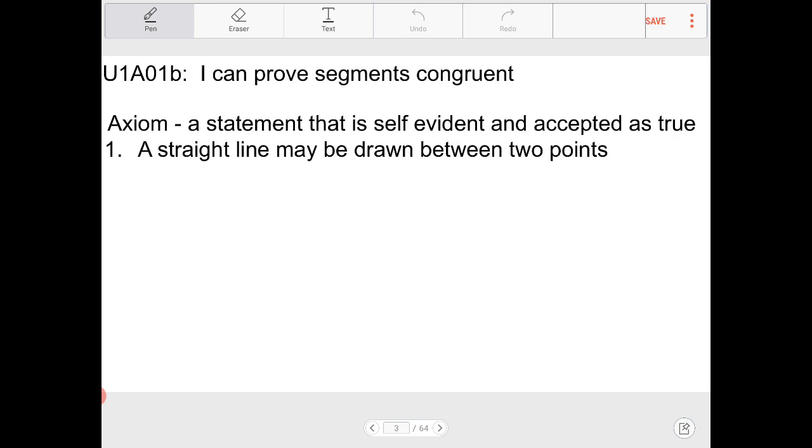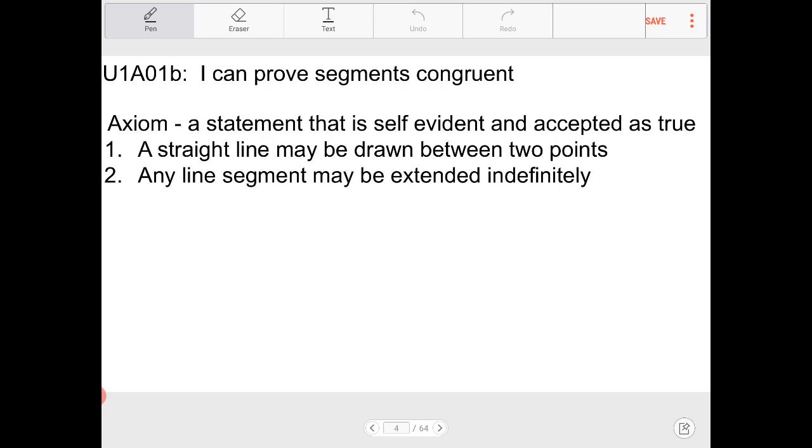The first one is that if you have 2 points, we can draw a line between them. And every line is a straight line, by the way. There's no curved line. A curved line is simply a curve. A line is one that is perfectly straight. So the first axiom is a line may be drawn between 2 points. We accept that as being true. We don't give it a second thought.